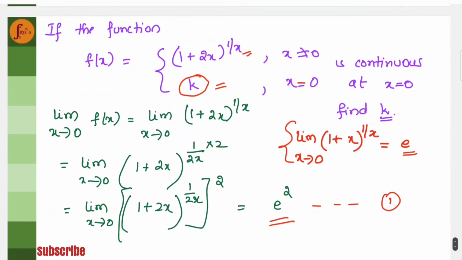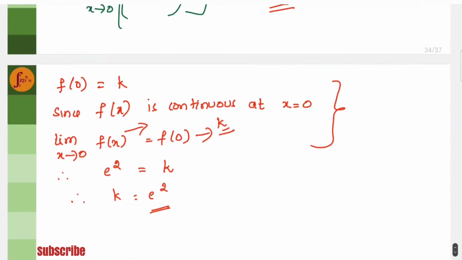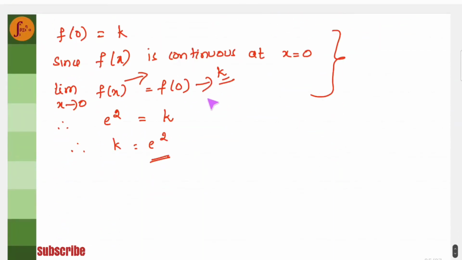So again, to summarize, whenever you have to find k and they've already told it is continuous, you have to find the limit value of the first expression, the expression which is not equal to 0 or less than 0 or greater than 0. Apply limit on that, get the value, take the second expression, which is x is equal to 0, equate both of these values, and then you'll get the value for k. But this theory, you have to write it in this particular sequence.